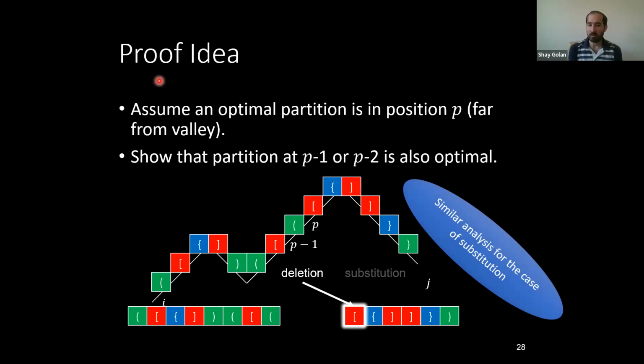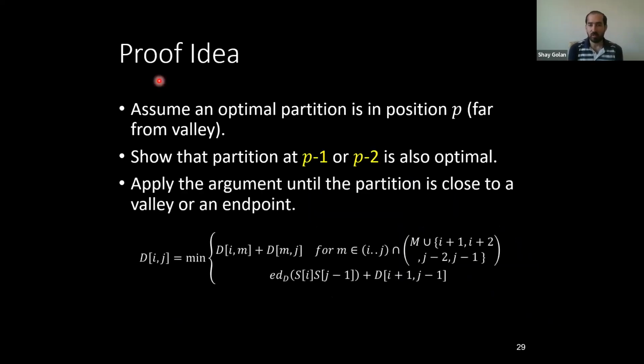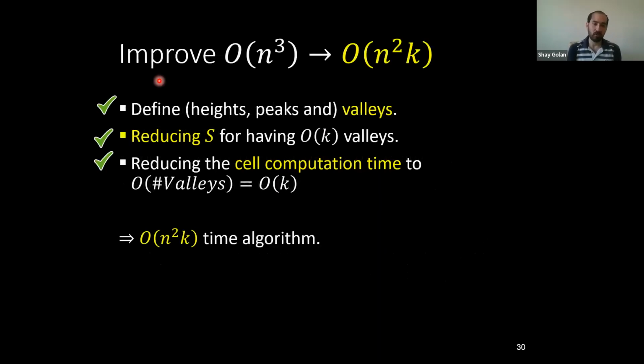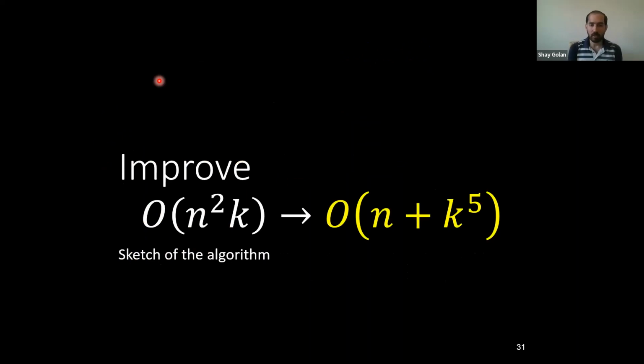There are some other cases to analyze, where the last symbol is substituted instead of deleted, but the idea is the same. And you can find the details in the paper. And as I said, if we apply this argument repeatedly, we conclude that looking just at partitioning on the valley or the neighbors of the valley is enough, and it will find some optimal partition. And therefore, the total computation time for every i and j, for every cell in the dynamic programming table, is now, instead of order of n, bounded by the number of valleys that we already said is order of k, and therefore we reduce the total computation time to order of n squared k instead of order of n cubed.